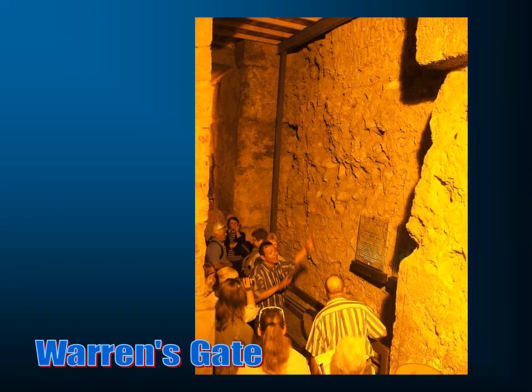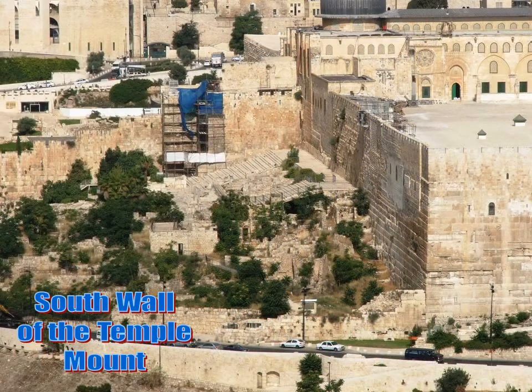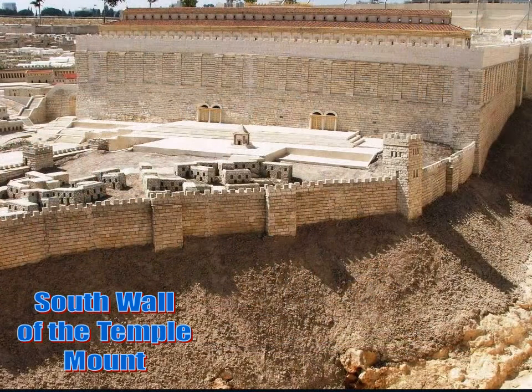Here is Warren's Gate, still another gate on the western side of that Temple Mount. Now we're going to come out from there and come to the south wall of the Temple Mount. Here from our model, we can see this south wall, that there were several gates leading up to that area.